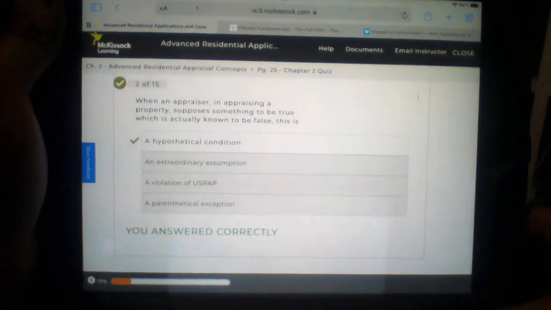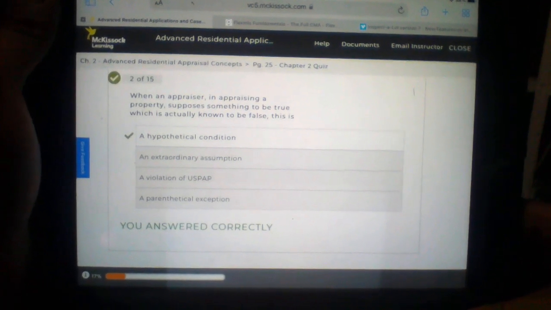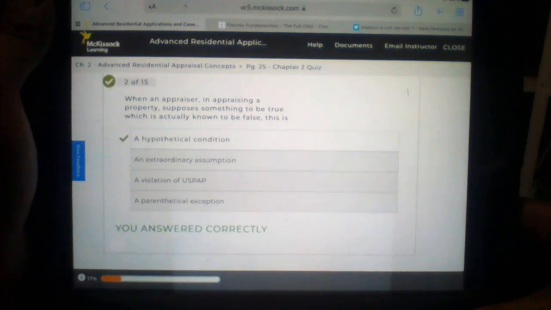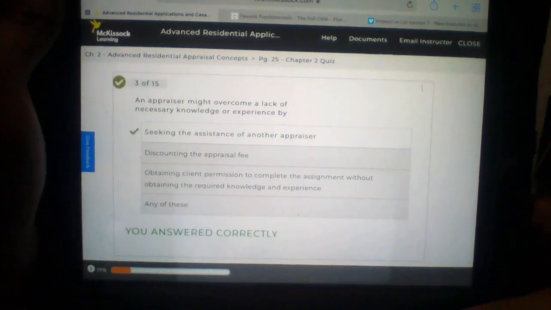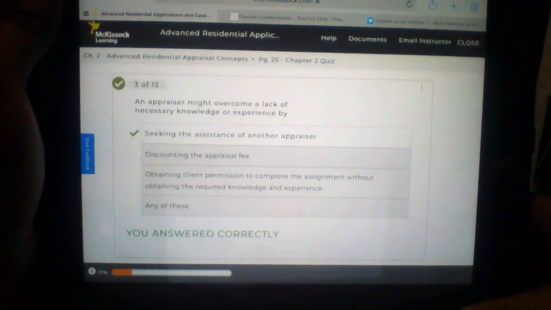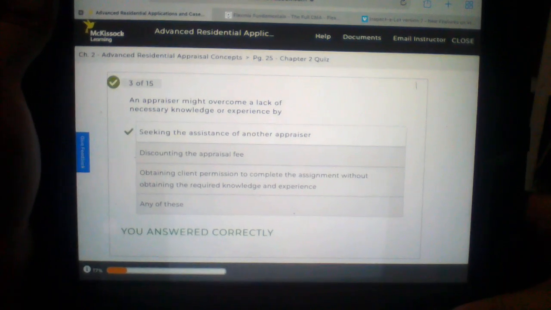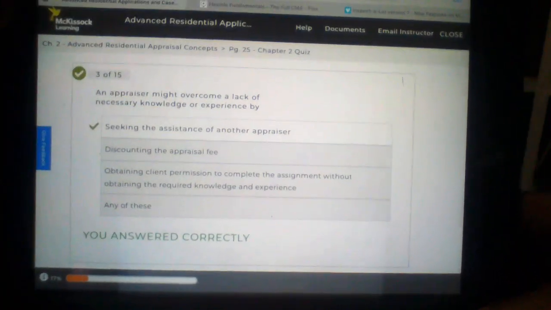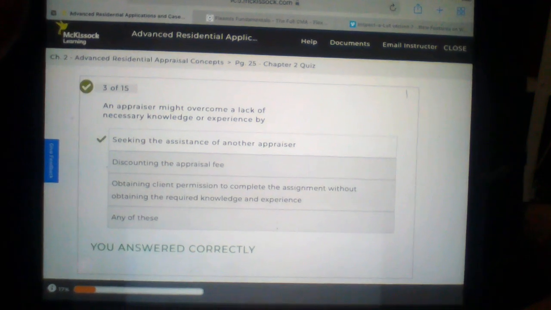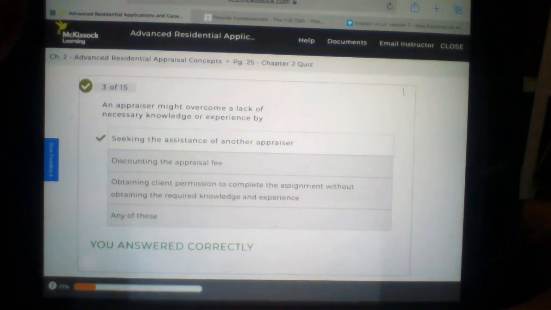Number 2, when an appraiser, in appraising a property, supposes something to be true, which is actually known to be false, this is, you said, a hypothetical condition, and that is correct. Number 3, an appraiser might overcome a lack of necessary knowledge or experience by, you said, seeking the assistance of another appraiser, and that is correct.